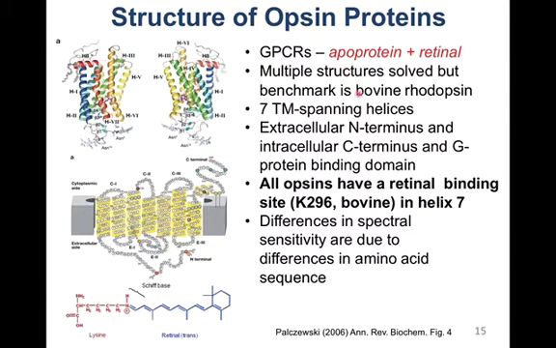There are a number of different crystal structures that have been solved using X-ray crystallography. The best is bovine, or cow, rhodopsin. And we know from that and other structures that there are 7 transmembrane spanning helices. I highlighted earlier there's an extracellular N-terminus and an intracellular C-terminus and an intracellular G protein binding domain. All opsins are GPCRs, but all GPCRs are certainly not opsins.